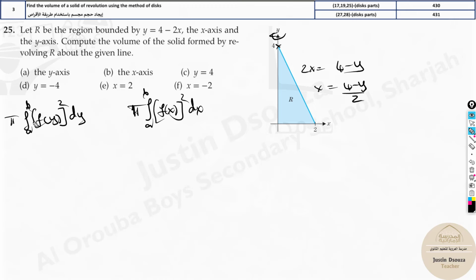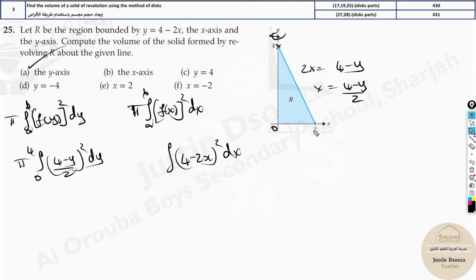This is in terms of y for the first one. But what is the limit? 0 to 4, right? Pi integral 0 to 4, over here we have (4 minus y) divided by 2 the whole square dy. Put it in the calculator, you get the answer for the y-axis. What about the x-axis? We will take the same equation, 4 minus 2x directly. The whole square, don't forget the square.